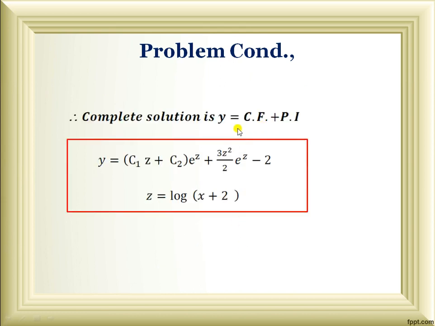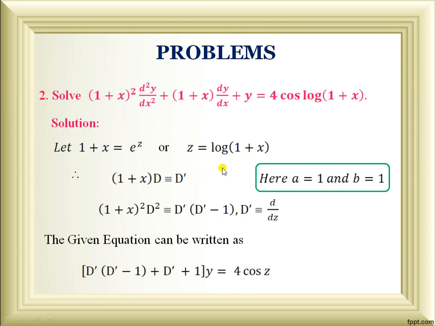The complete solution is y is equal to complementary function plus particular integral. I am just adding them together. I will get the general solution of this particular equation. At last, for all the problems, we must replace the z value in the final solution. So z is equal to log of (x plus 2). We want to replace the z value finally. This is our general solution.